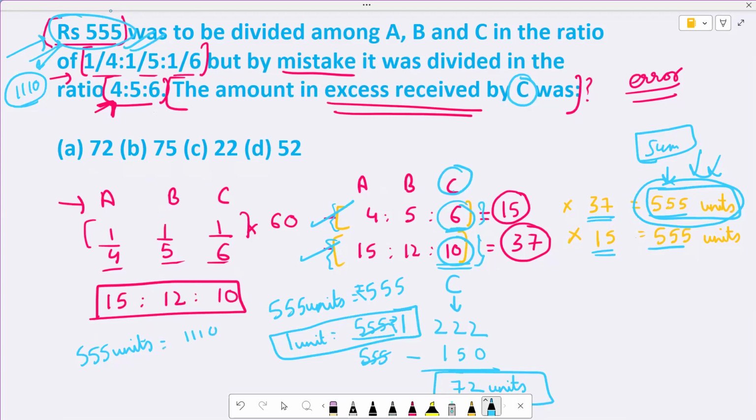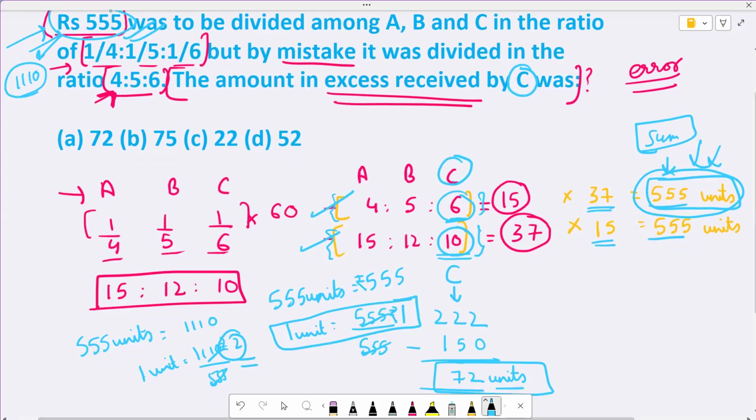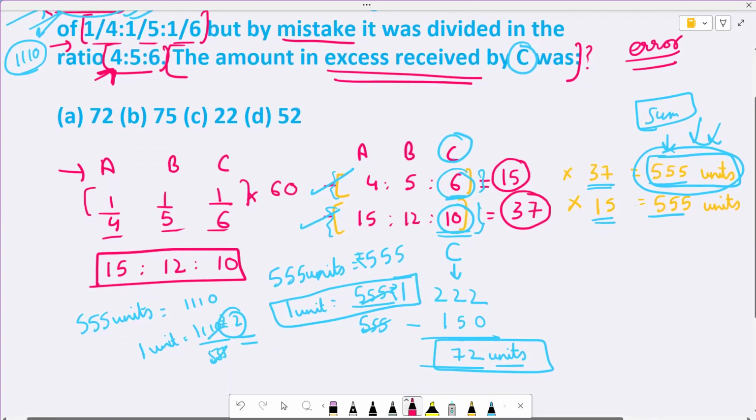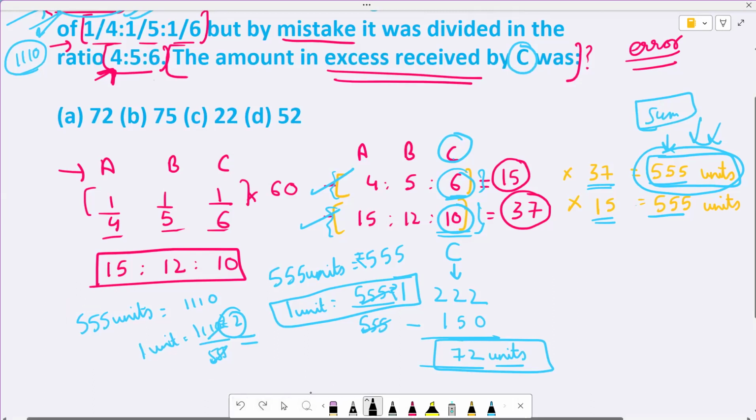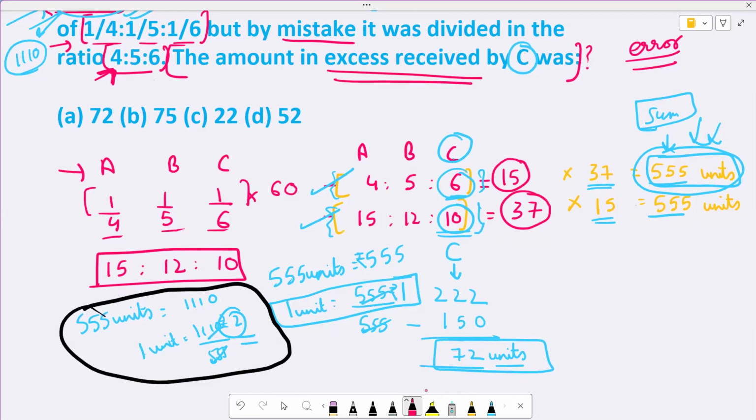So here we would have written this, and on dividing, 1 unit would have been equal to rupees 2. But this is just the exceptional case, or perhaps the example that I've mentioned here, so we don't need to go to this particular part. This is just extra. So this is the main thing that we'll focus upon, and therefore 72 units will be equal to rupees 72.